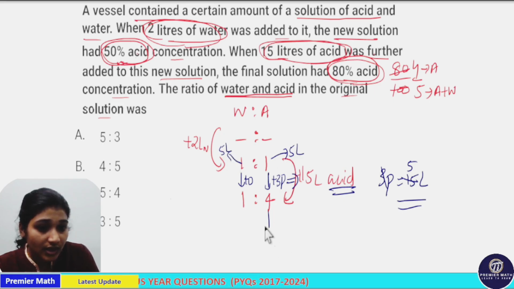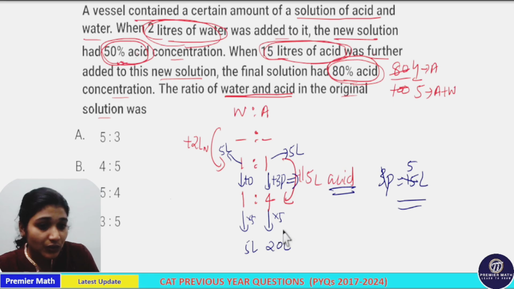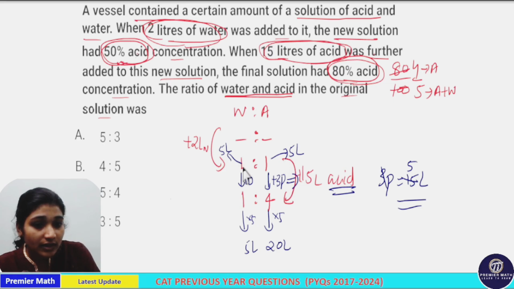So here this is equal to 5 liters and this is equal to 5 liters. Or if you want to check, here 4 into 5 is equal to 20 liters and here 1 into 5 is equal to 5 liters. 20 plus 5, 25 liters minus 15 liters is equal to 10 liters. So 5 liters plus 5 liters, 10 liters. Now the water component in the 1:1 ratio is 5 liters. 5 liters minus 2 liters is equal to 3 liters. Then here no change, which is 5 liters. So 3 is to 5 is the water and acid ratio. Option D is your answer.